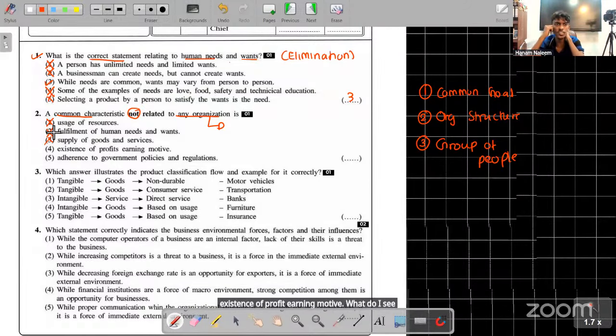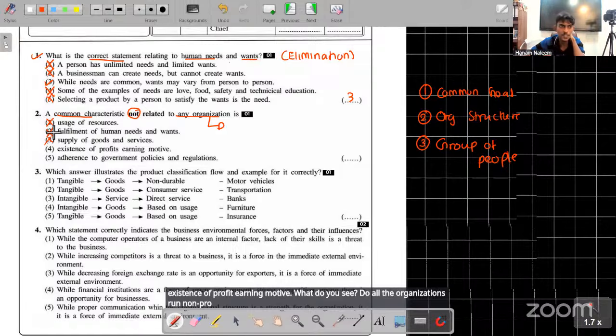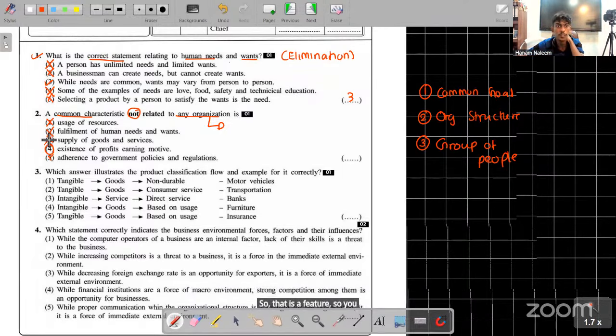Do all the organizations run on profit motive? No, right? Okay, so maybe that's the wrong answer, but we'll see the other one. Adherence to government policy. Every organization must follow the government policy. If you're not following government policy, you're doing illegal stuff. So that is a feature. So you can decide we can't take the fifth one. So the answer is the fourth one.